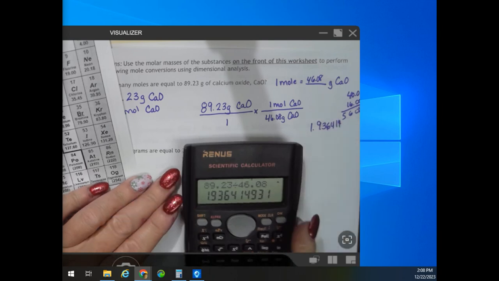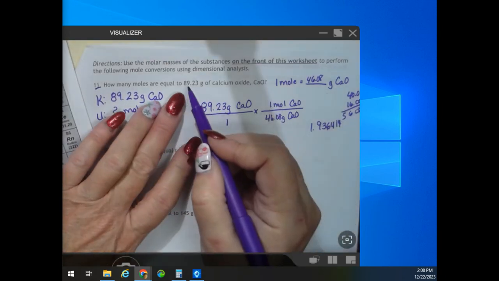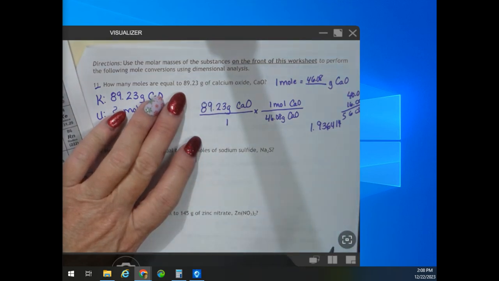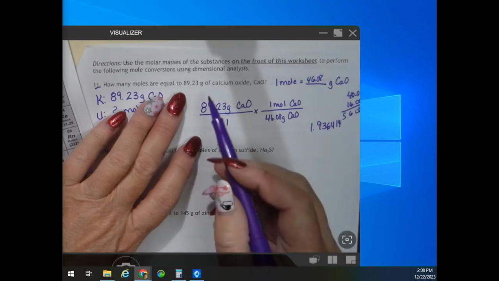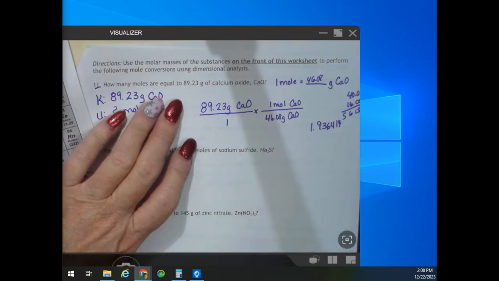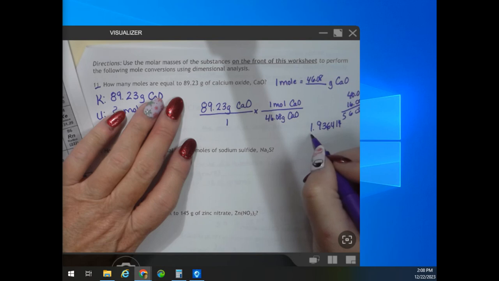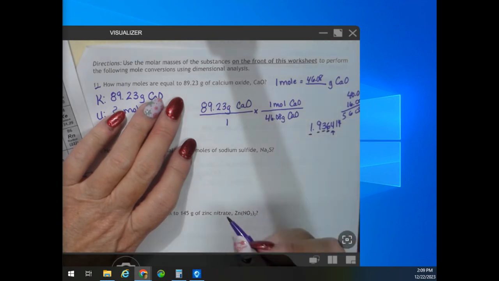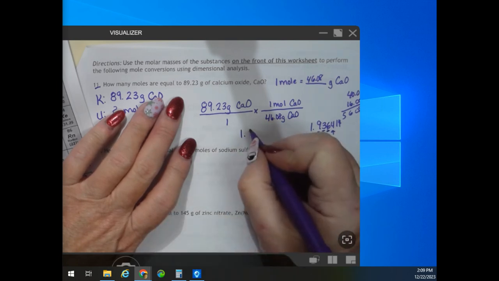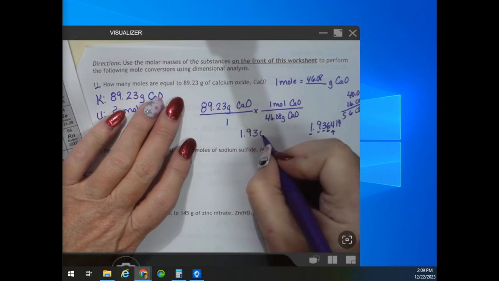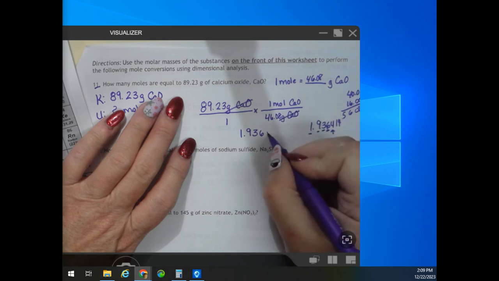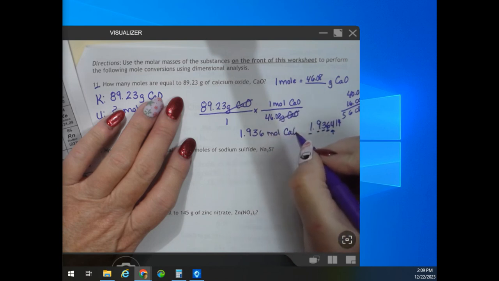1.59114. How many digits do I need? Check it out. My given number has 4 sig figs, so we're always going to look at that. We're not going to count sig figs on our calculator. We're going to look at the number given in the problem. So we can have 4 significant numbers: 1, 2, 3, 4. We look at the next one for rounding purposes. It's below 5, so we don't round. So our answer is 1.591. And our units, we cancel out grams, so that is moles of calcium oxide.